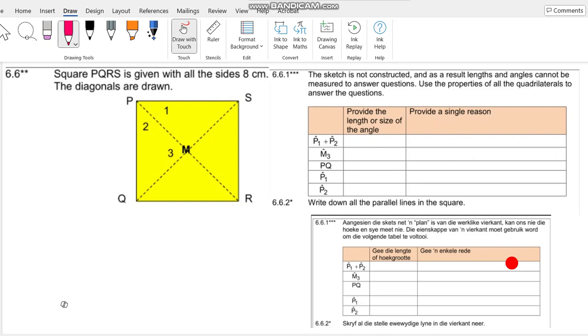Question 6.6. Once again, we have the same type of thing where in the previous one they gave us a parallelogram, now they're giving us a square, and we just need to answer all the questions and provide a single reason. You will see there's an Afrikaans and an English one that I've pasted there. Let's look at all we've got.